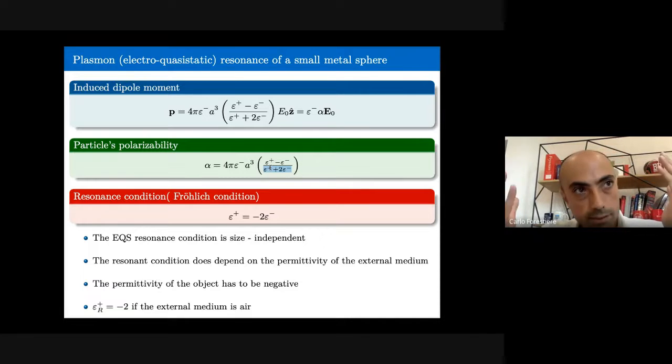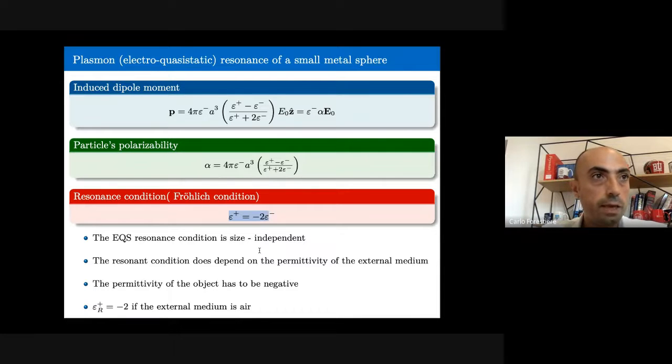This is actually a very idealized model, but still it is important because it gives us a very important condition, which is called the Fröhlich condition. The Fröhlich condition tells us that when the permittivity of the sphere is equal to minus 2 times the permittivity of the external medium, then we get a resonance, and the polarizability becomes very high. This is a very important result that people have used over many years for a lot of applications.